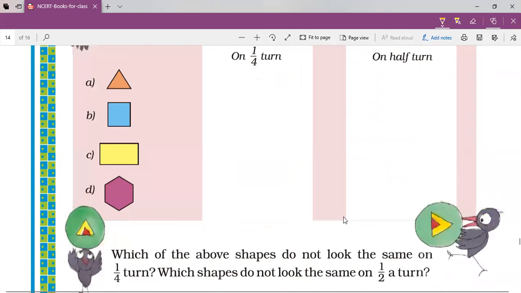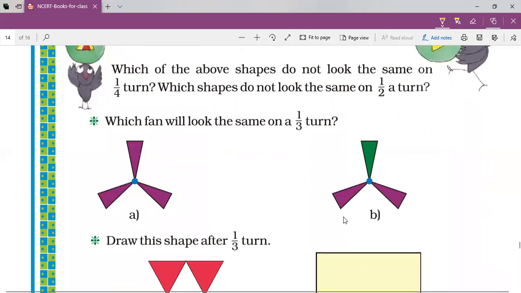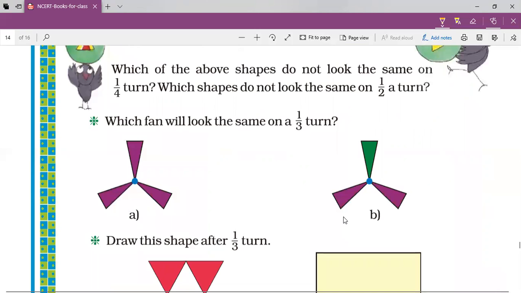Just check whether, when you turn that shape by 1/4 or by a half turn, the shape is changing or remaining similar. So you know how much turn 1/4 means, and how much turn you are giving if you give a half turn. Okay, so page number 84 and page number 83 will be your homework, because you just have to give a 1/4 and a half turn, even though there is the 1/3 turn. So 1/3 you had seen in the last part.